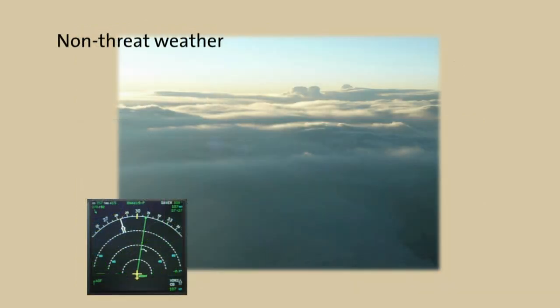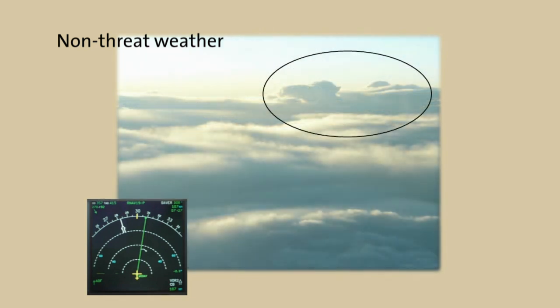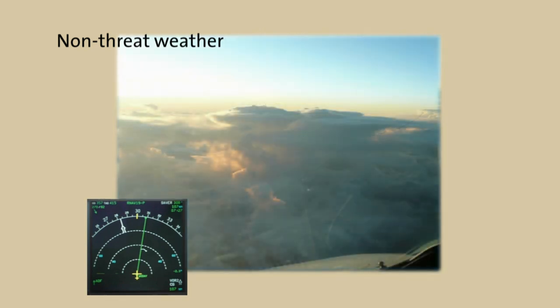Weather that is below the aircraft altitude is often visible from the cockpit, and there are occasions where it may appear that cells should be displayed, but are not. For instance, this cell is not displayed, but is it at the aircraft altitude? How about now? The fact is that this is a post-convective cell.